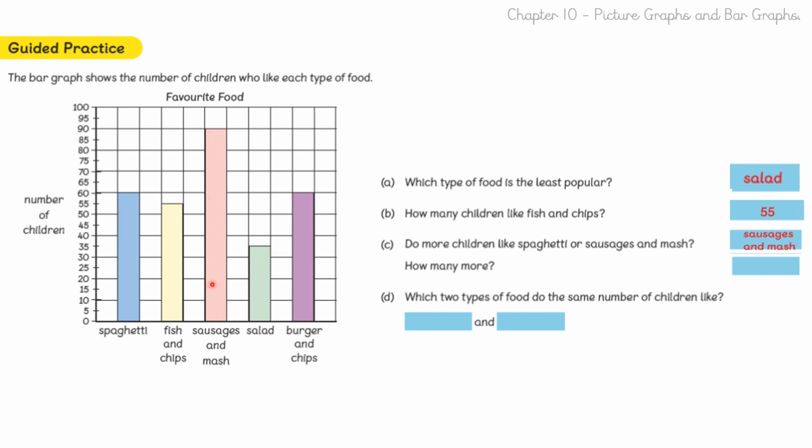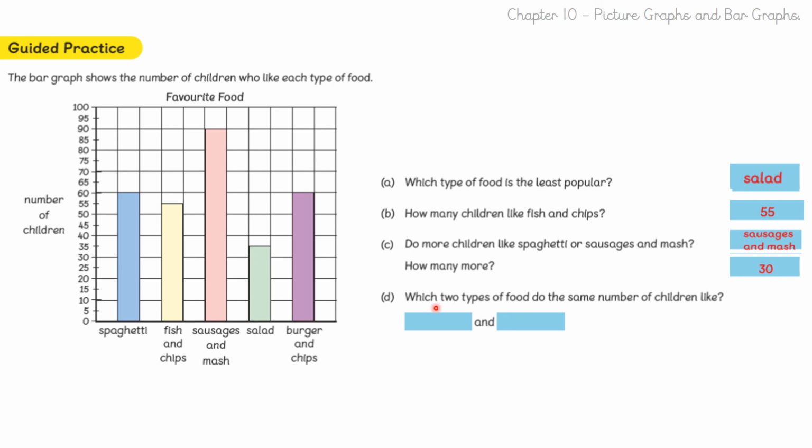How many more? We've said that 90 children like sausages and mash, and 60 children like spaghetti. So we need to take away in order to find the difference. 90 take away 60 equals 30. So 30 more children like sausages and mash than spaghetti.